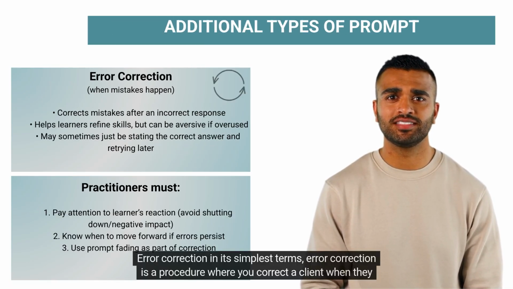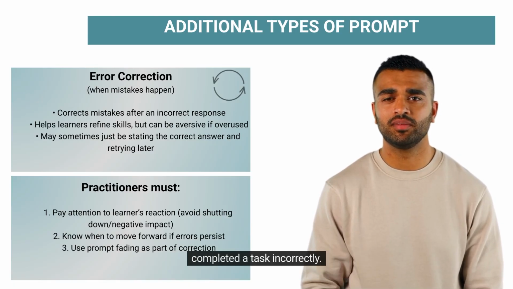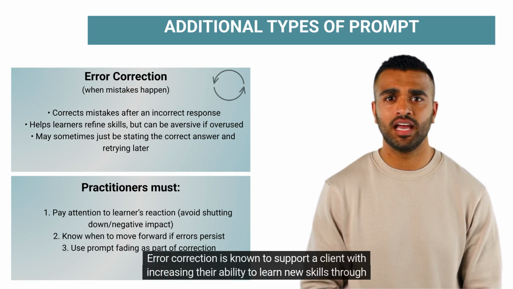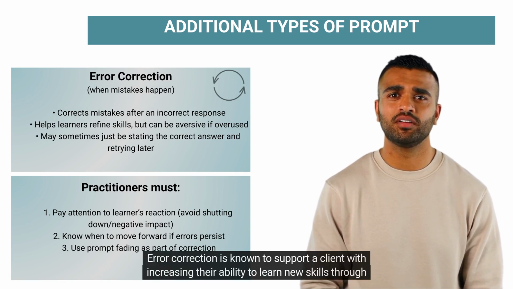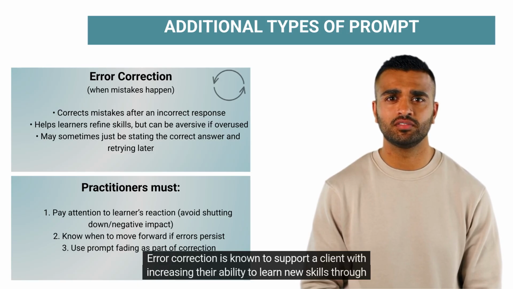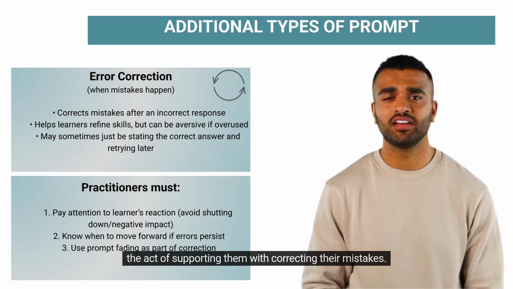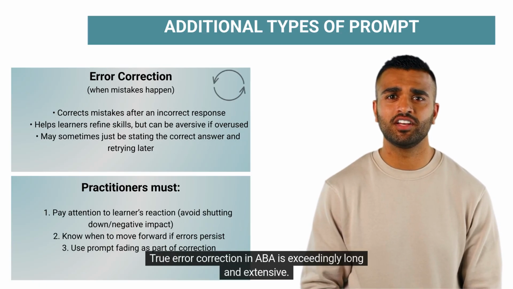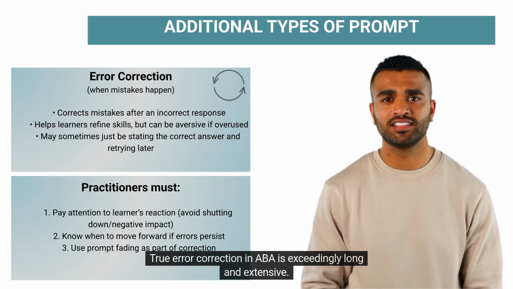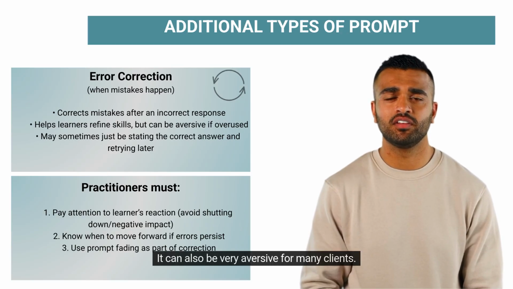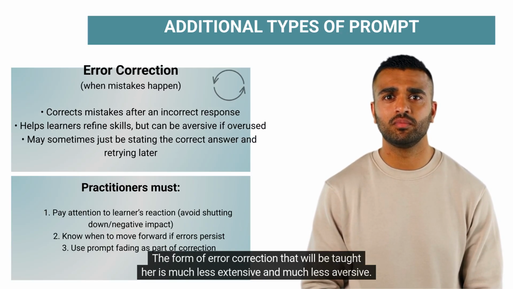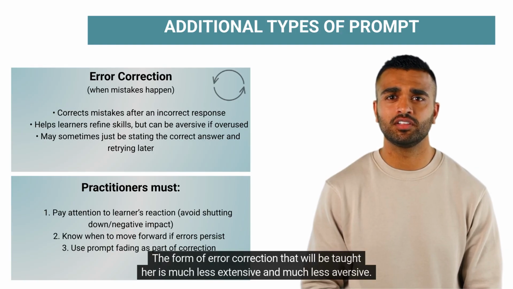Error correction, in its simplest terms, is a procedure where you correct a client when they completed a task incorrectly. Error correction is known to support a client with increasing their ability to learn new skills through the act of supporting them with correcting their mistakes. True error correction in ABA is exceedingly long and extensive. It can also be very aversive for many clients. The form of error correction that will be taught here is much less extensive and much less aversive.